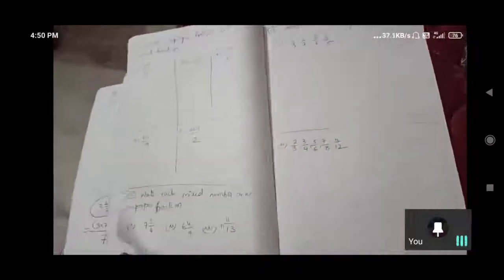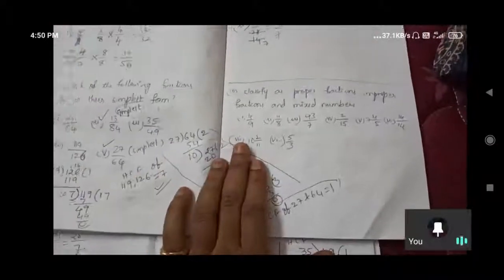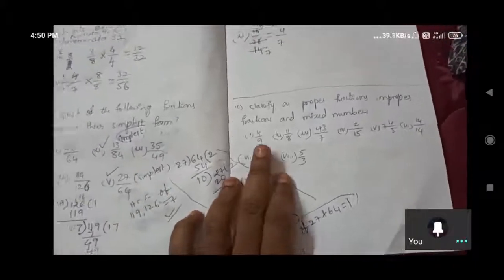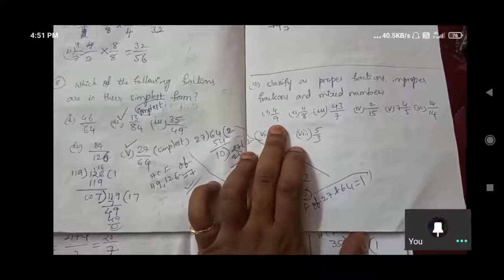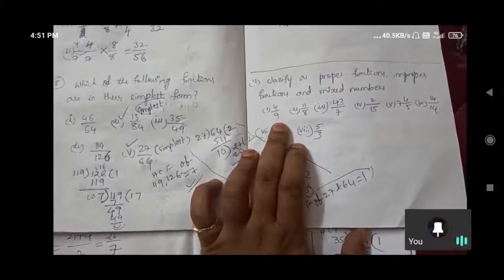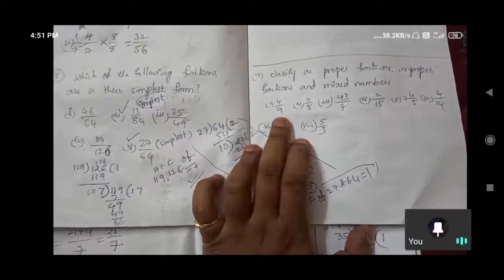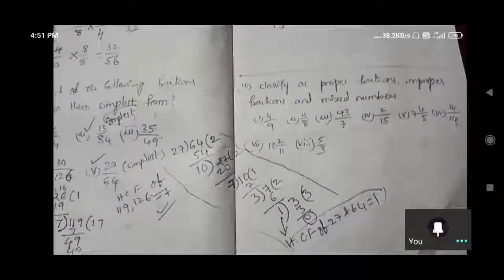So classify the proper and improper fractions. This bit also we can do, Nana. So 4 by 9. Is it a proper or improper fraction? Numerator should be less than denominator. Denominator should be greater. Yes, this is proper. Correct?